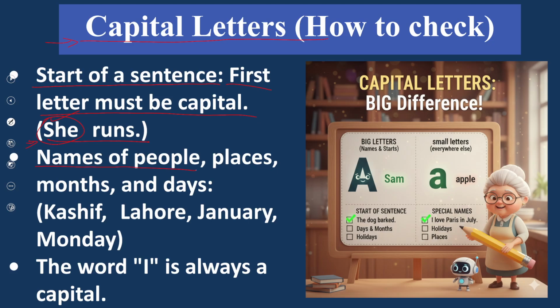Yes, names of people, places, months, and days. Whenever we use them in a sentence, we must write them with capital letters. Just like Kashev, this is a name. It should start with a capital letter. The name of a city should start with a capital letter. The name of a month should start with a capital letter. The name of a day should start with a capital letter. And the last point is that the word "I" is always capital.